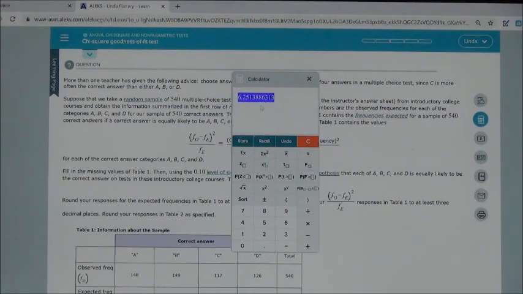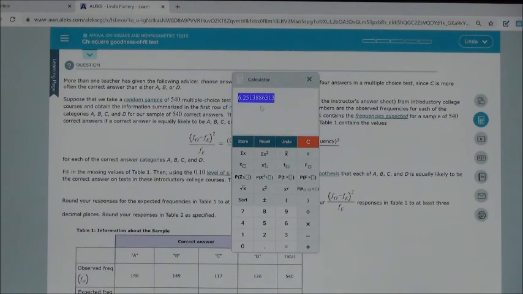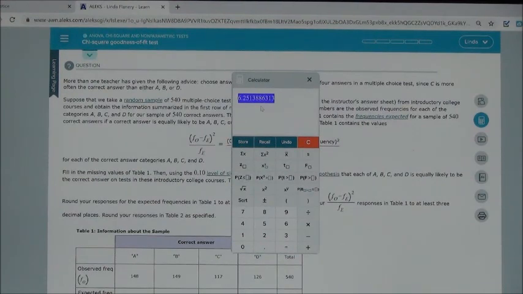6.25. So then we are going to have to answer the question, can we reject the hypothesis that it is equally likely to get A, B, C, or D on our test? So when I look at that, I look at my test value is 5.70. My critical value is greater than my test value. 5.70 is less than 6.25.